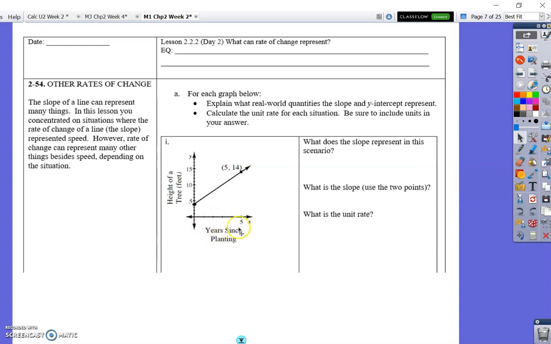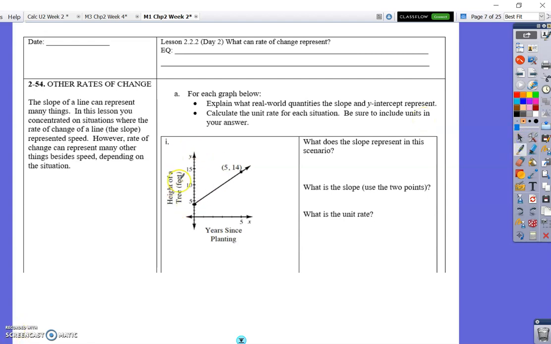We have our words years since planting and height of a tree. So all the ones we did with the tricycles was speed. This one is not speed. So what are we representing? I want you to go ahead and pause the video and think about it for just a minute. Talk with the members of your team, and we'll talk in a moment.